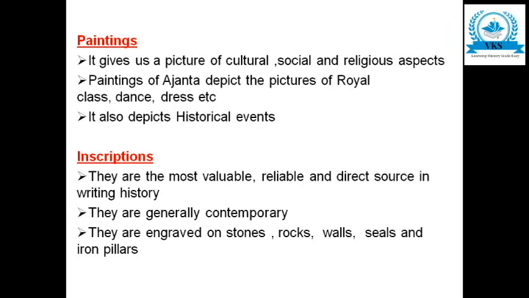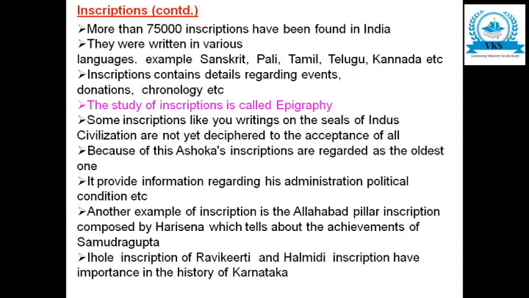So inscriptions are the most valuable, reliable and direct source of writing history because they are generally contemporary and related to the event. They are engraved on stones, on rocks, on some temple walls, seals and iron pillars. So paintings also are an important archaeological source and inscriptions also are an important archaeological source.